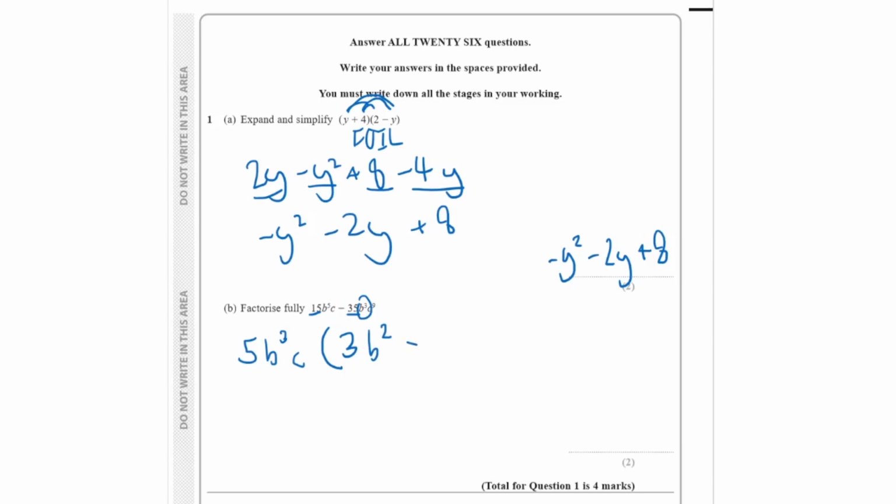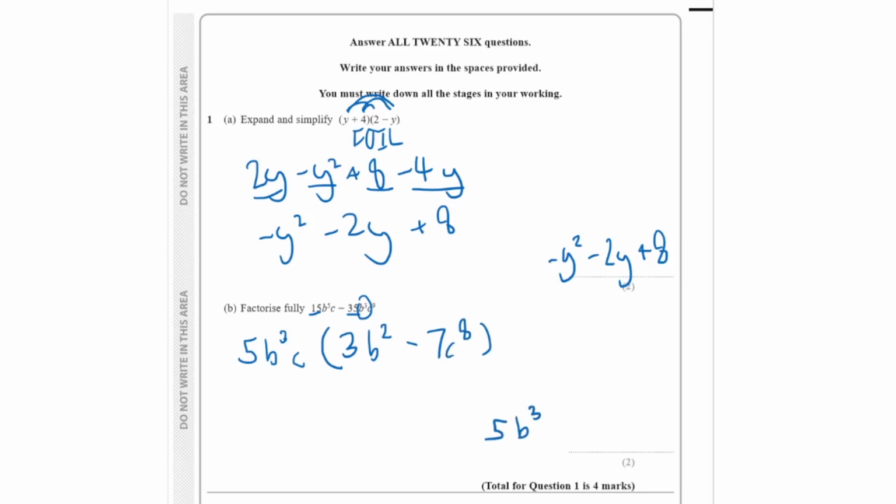35 divided by 5 is 7. b to the power of 3 is already given, so we leave that alone. And c to the power of 9 divided by c to the power of 1, that's 9 minus 1, so that's c to the power of 8. And that is our final answer.